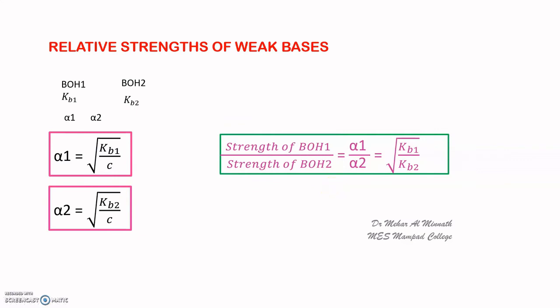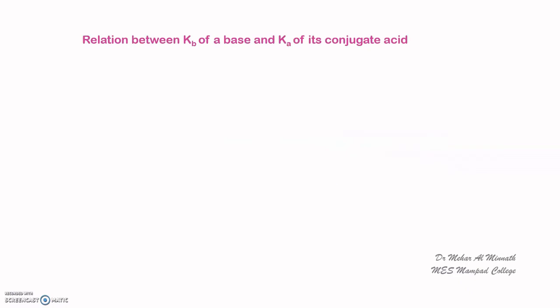Now let us look into the relation between the Kb of a base and the Ka of its conjugate acid, that is, the ionization constant of a base and the ionization constant of its conjugate acid. Let us take the example of a base B, which will ionize to BH+ and OH- in the presence of H2O. So B is the base, H2O is the acid. BH+ will be the conjugate acid of B, and OH- will be the conjugate base of H2O. Alright, so the ionization constant of B will be Kb equal to BH+ into OH- by the concentration of B.